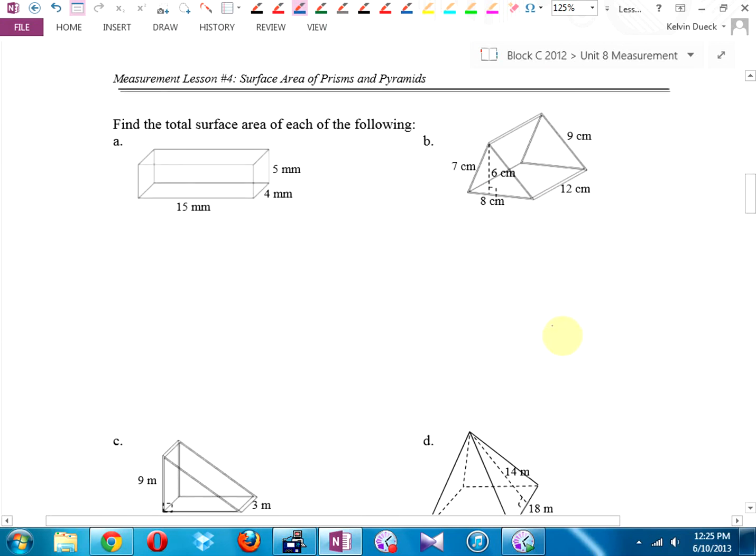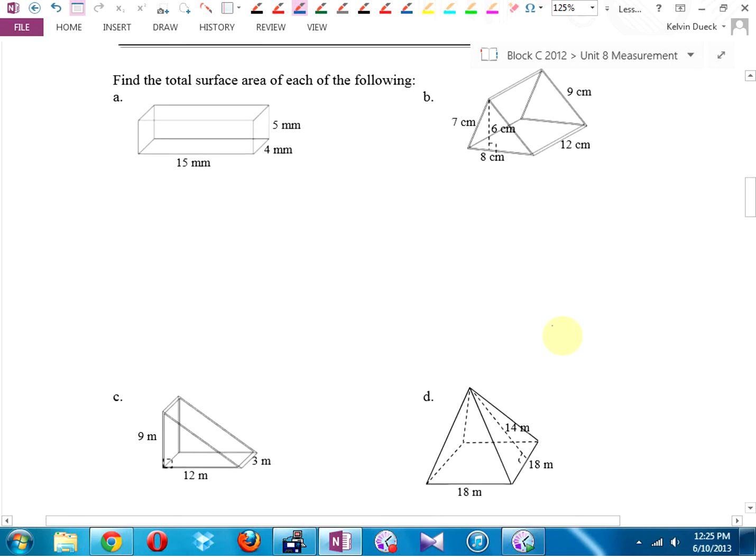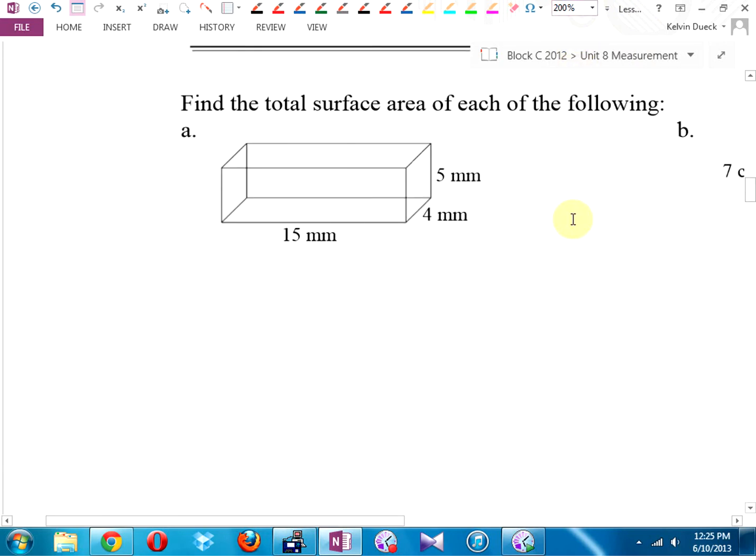It says, find the total surface area of each of the following. A. What shape? Okay, and you know what? It's a rectangular prism. It's going to be 6 sides. It's going to be 3 pairs of 2. It's going to be the front side times 2, the floor times 2, or the ceiling times 2, and then the left side or the right side times 2.